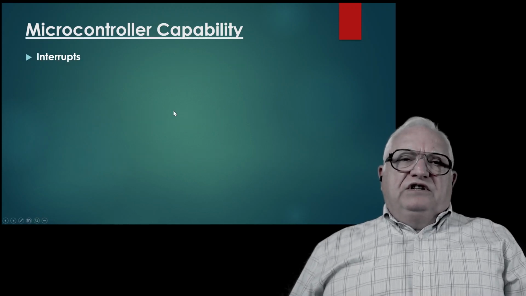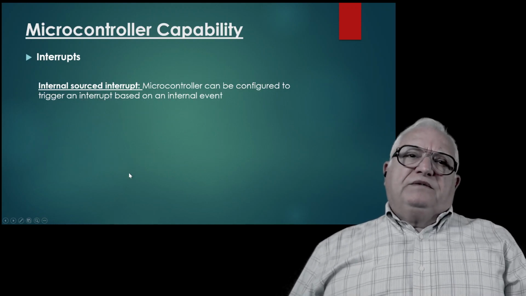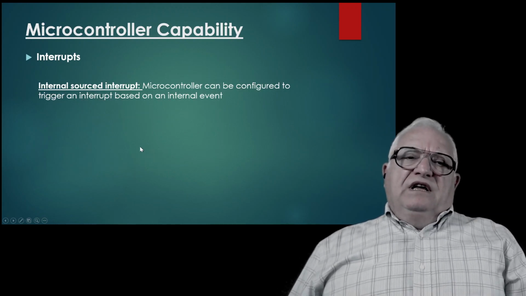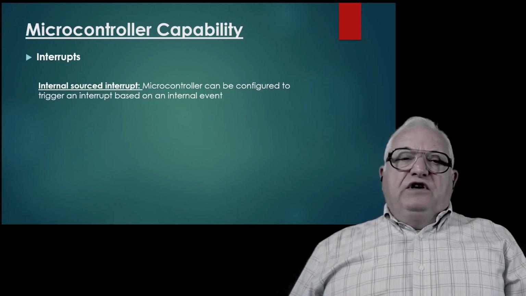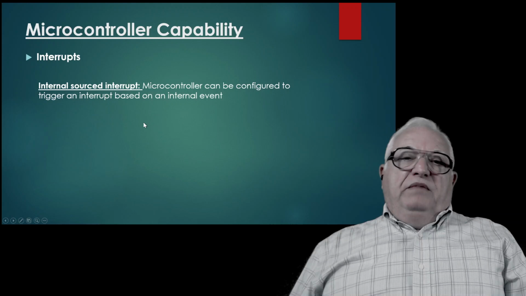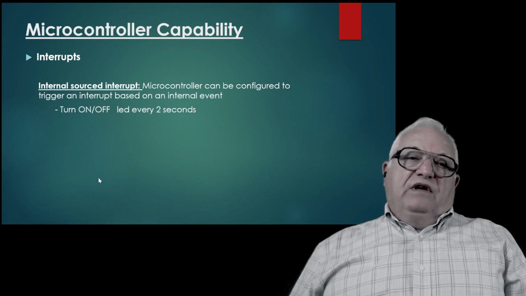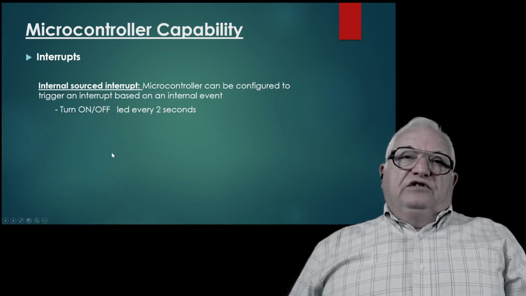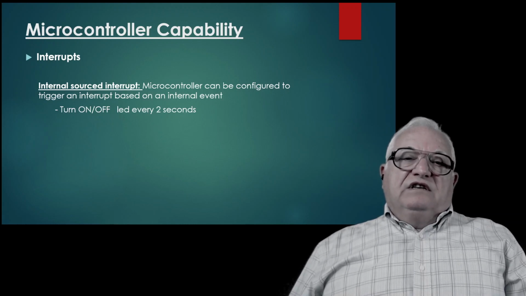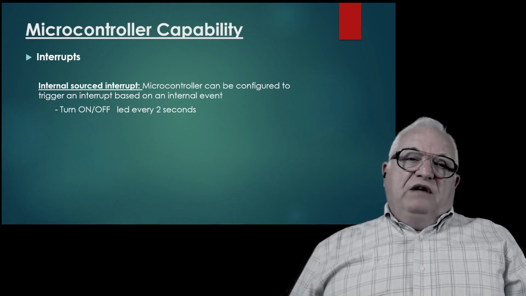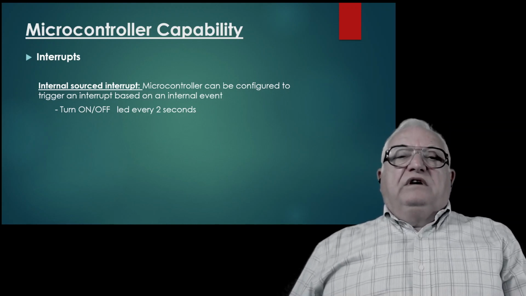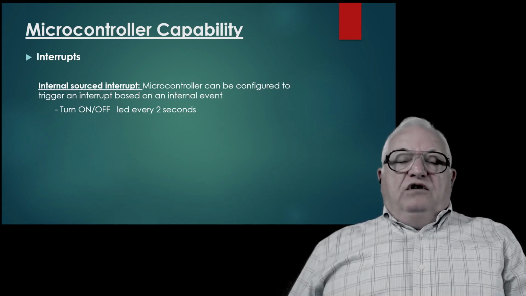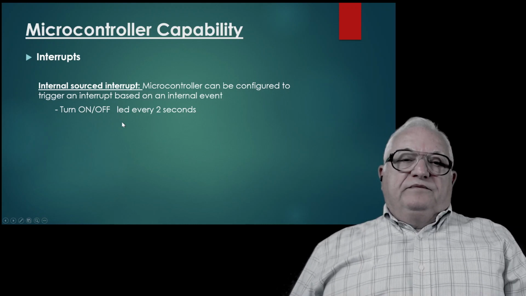Next, let's talk about interrupts. There are two flavors of interrupts. The first one is the internal sourced interrupt. The microcontroller can be configured to trigger an interrupt based on an internal event. For example, if you need to turn on and off an LED every 2 seconds, well, in that case, you would set up your timer to trigger an internal interrupt every 2 seconds. Your program would be interrupted, and then it would turn on and off the LED accordingly.